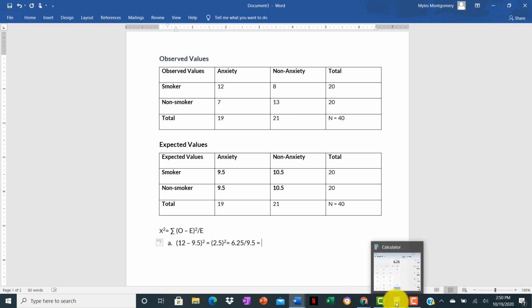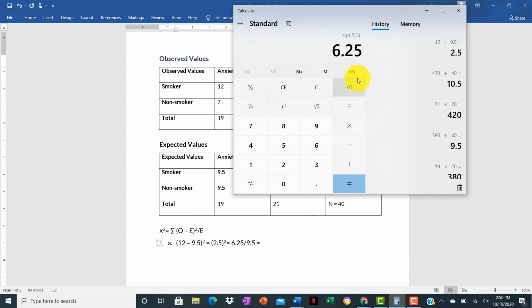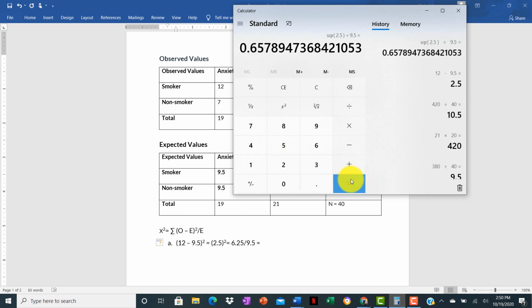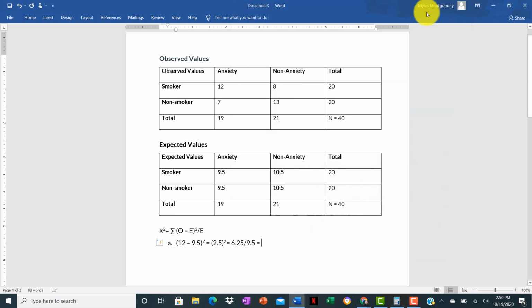So for that cell, we're going to go back up here and say 6.25 divided by 9.5, which gives us a total of 0.66, because we're just rounding to the hundredths. Make sure we capture what we need. Okay, and we'll go to the next cell.